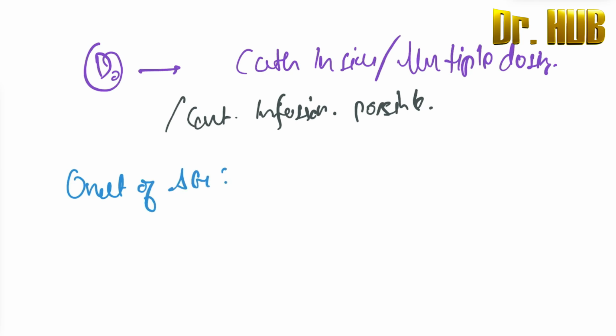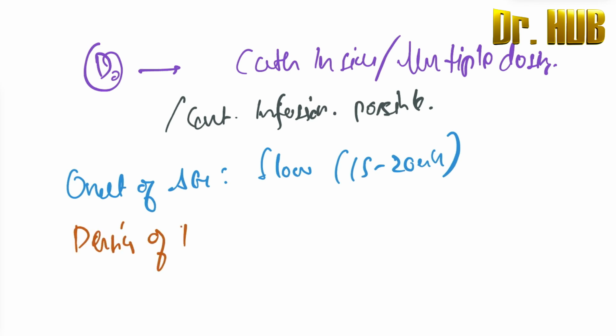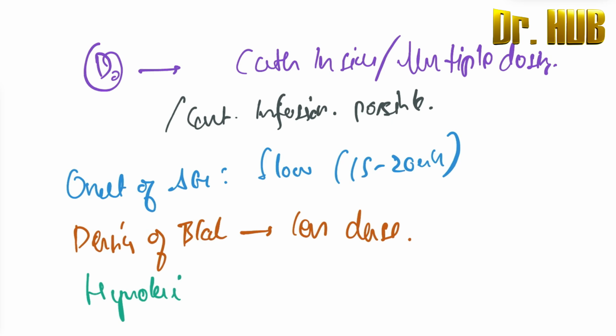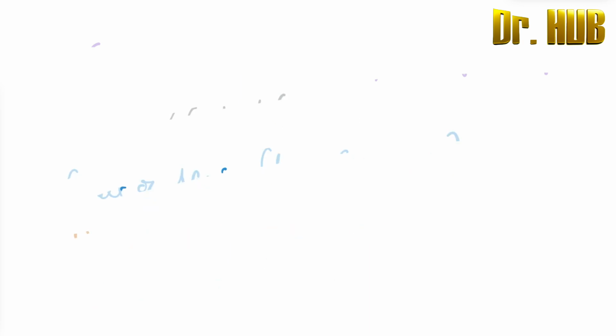How is the onset of action? The onset of action will be slow, that is 15 to 20 minutes, whereas in the spinal it was rapid, that is 2 to 5 minutes. Next, the density of the block in epidural is going to be less dense. In hypotension, the epidural block is going to be slower than that of the spinal.